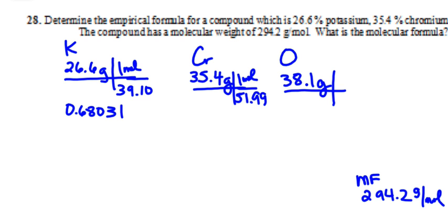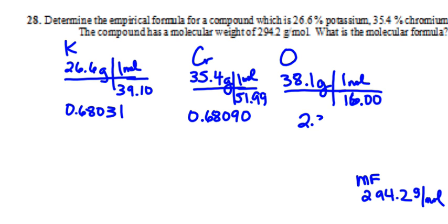All right. What's this? Moles? Okay. And then my moles of oxygen. .3813. Okay, so there are all my moles. What do I do now? Divide by the smallest. What's my smallest? Potassium.